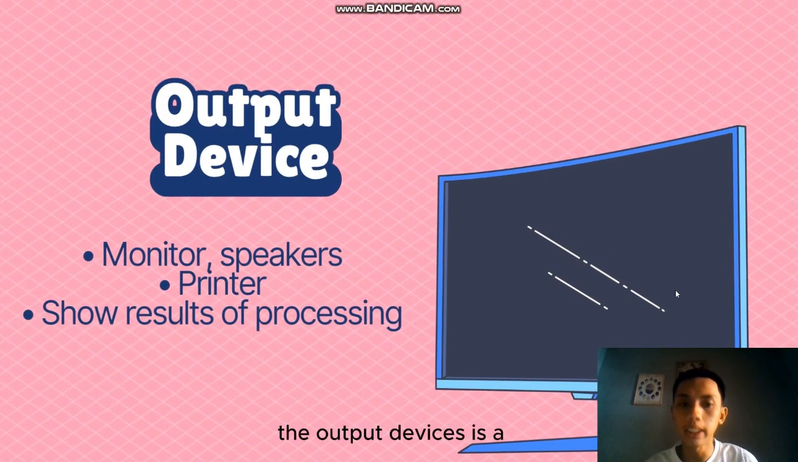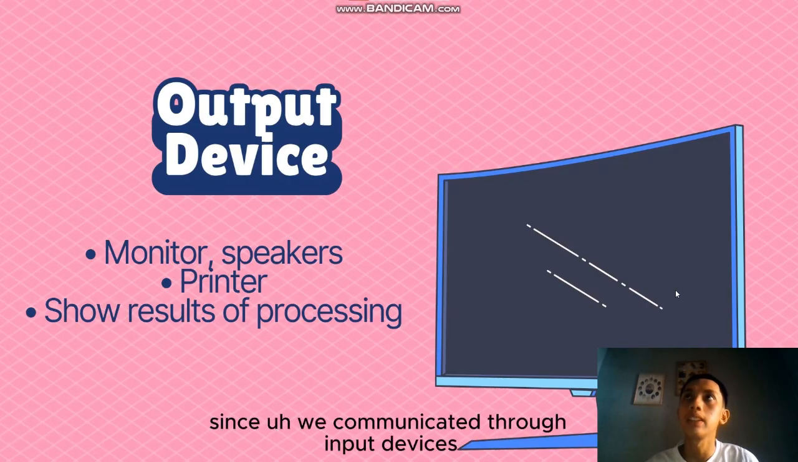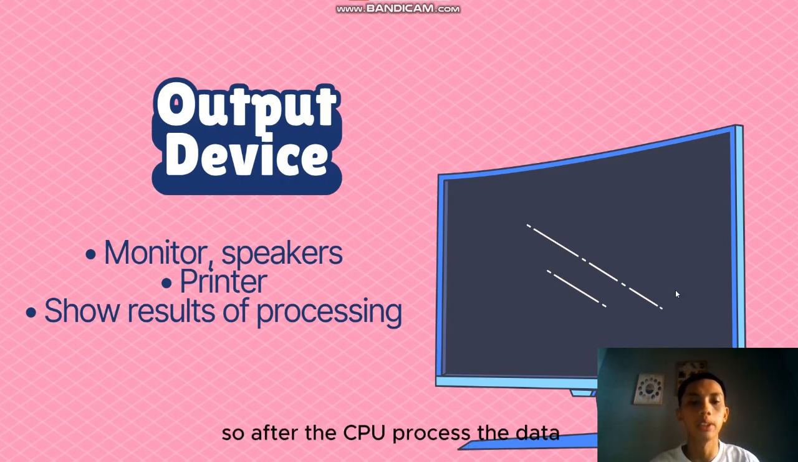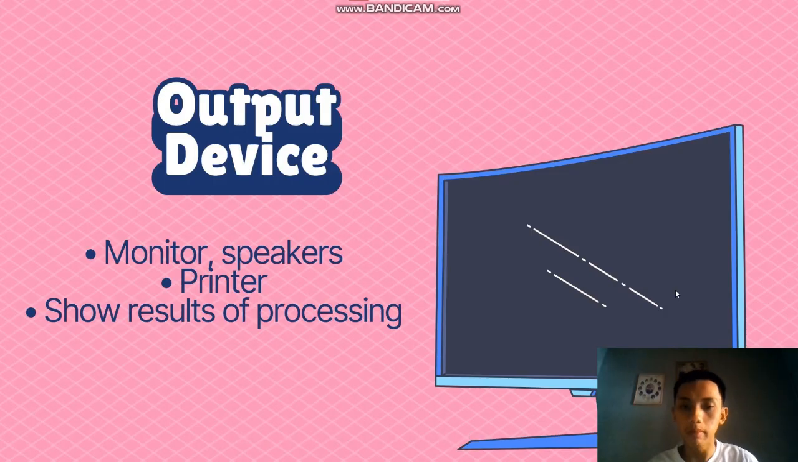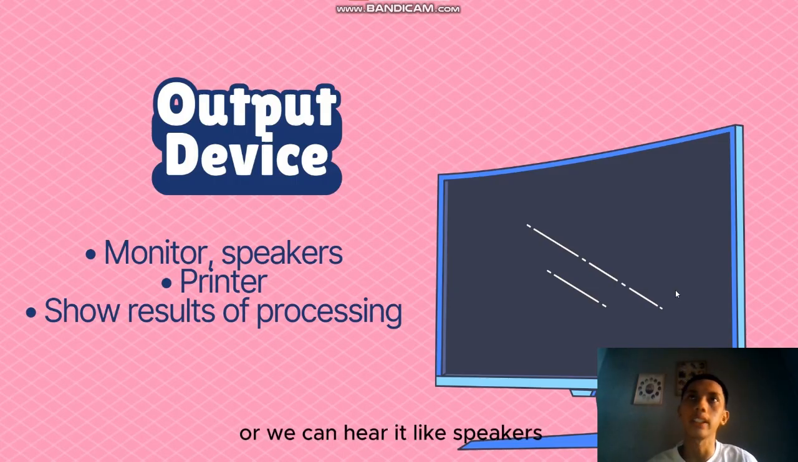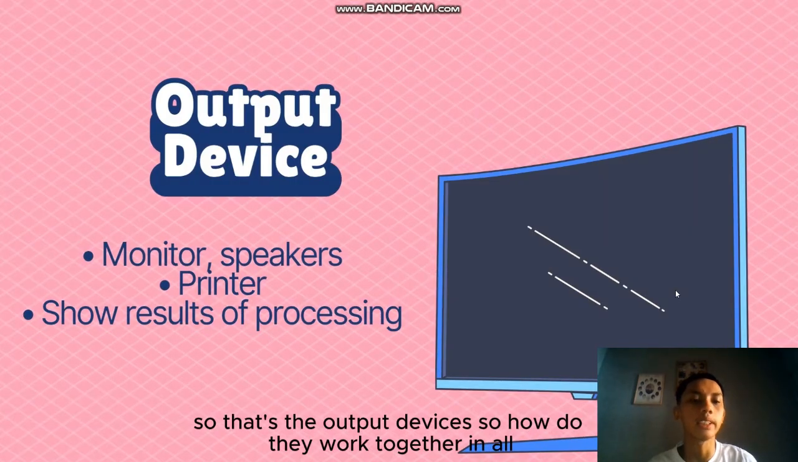As for the output devices, since we communicate through input devices, the computer needs something to communicate back to us. After the CPU processes the data, the results are shared in a way where we can see them, like on the monitor, or hear them, like through speakers, or printed, like with printers. Those are the output devices.